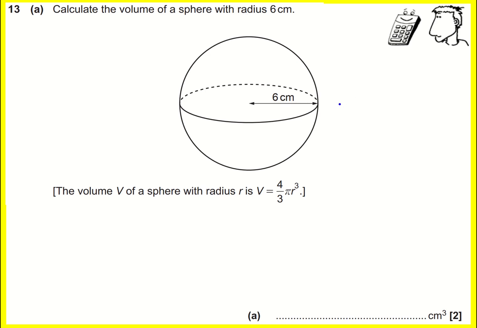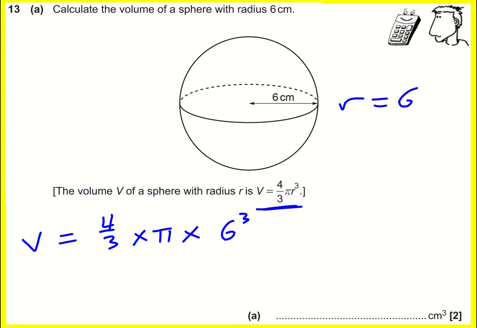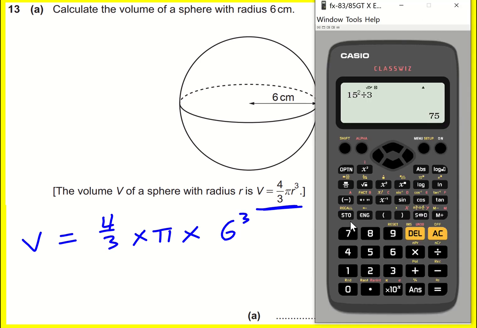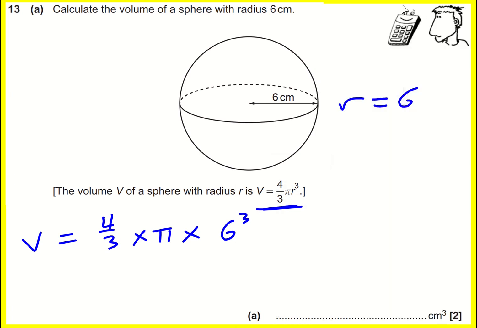Here we have a sphere and the radius is equal to 6 centimeters. We're given the volume in terms of that radius, so I can simply substitute in V equals 4/3 times pi times 6 cubed. It's a calculator question, so I can do a fraction button and 4/3 times shift pi, that gives me pi, times 6 cubed equals 288 pi.